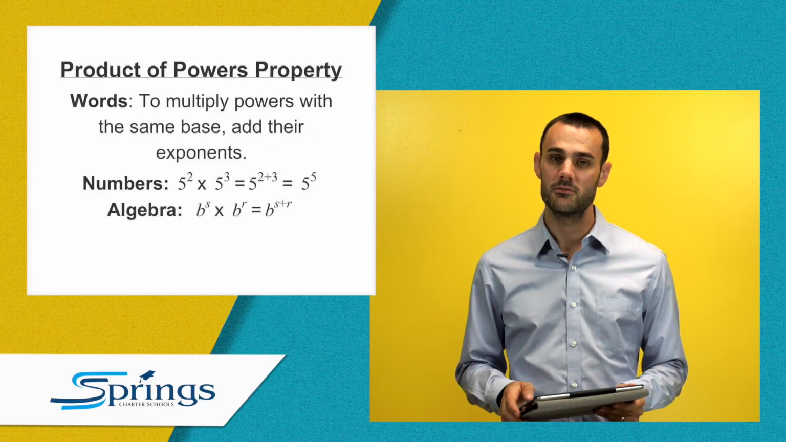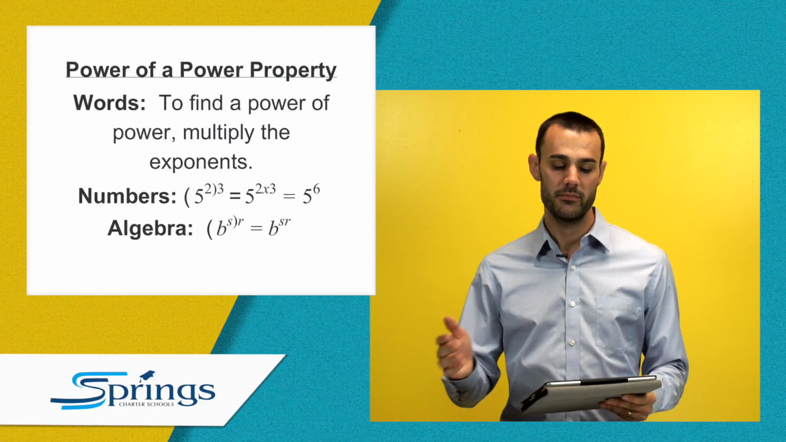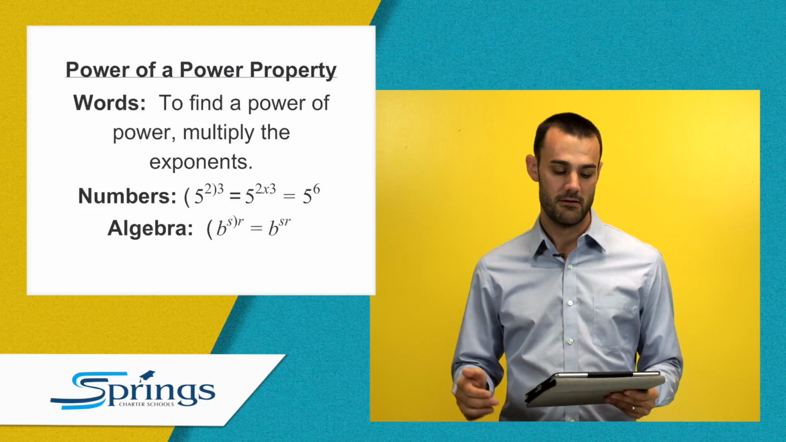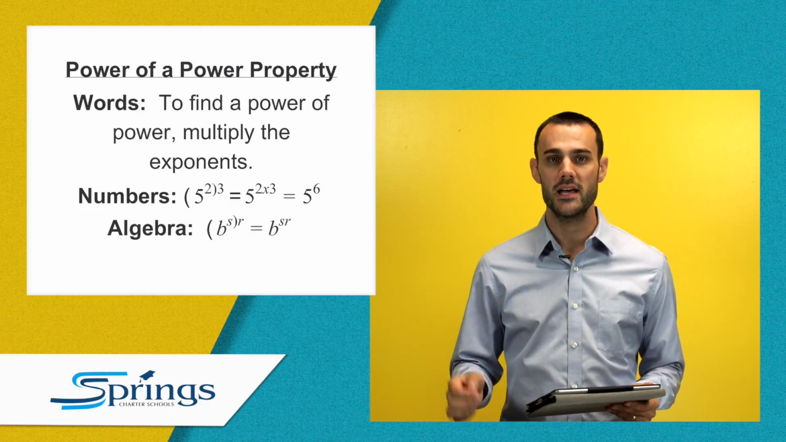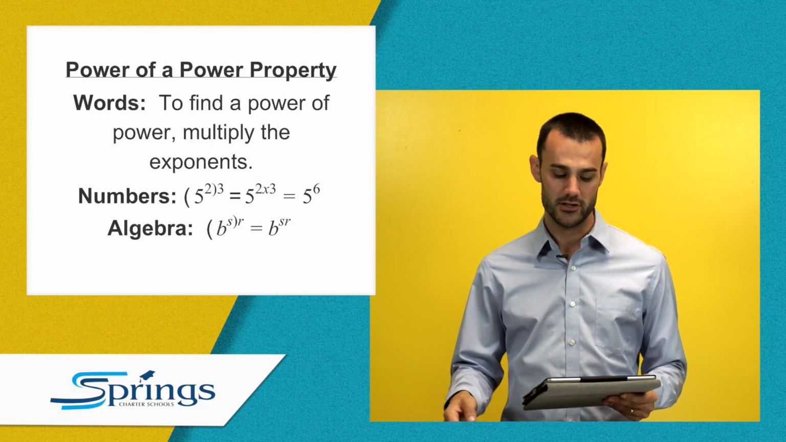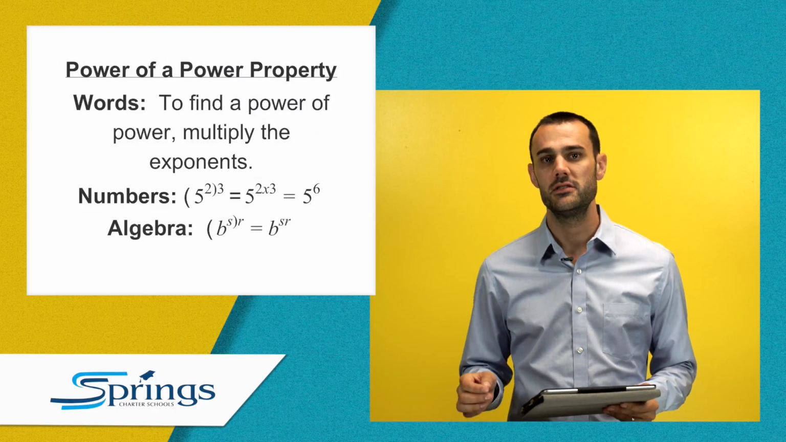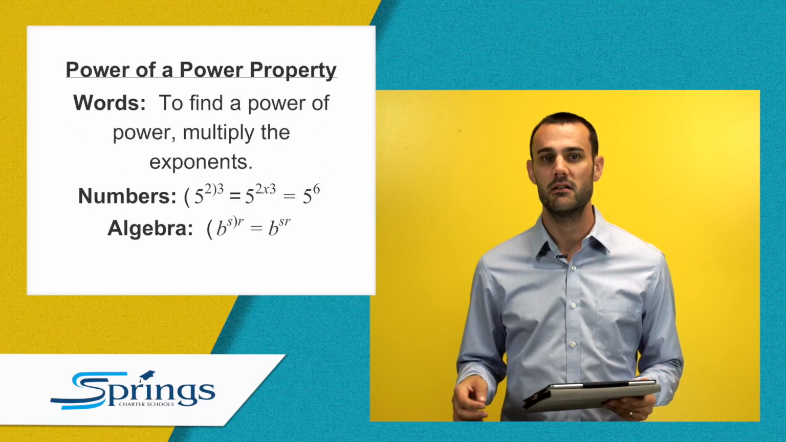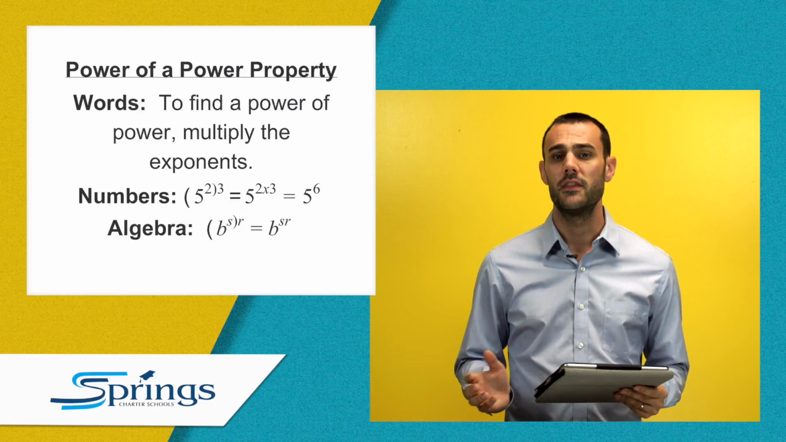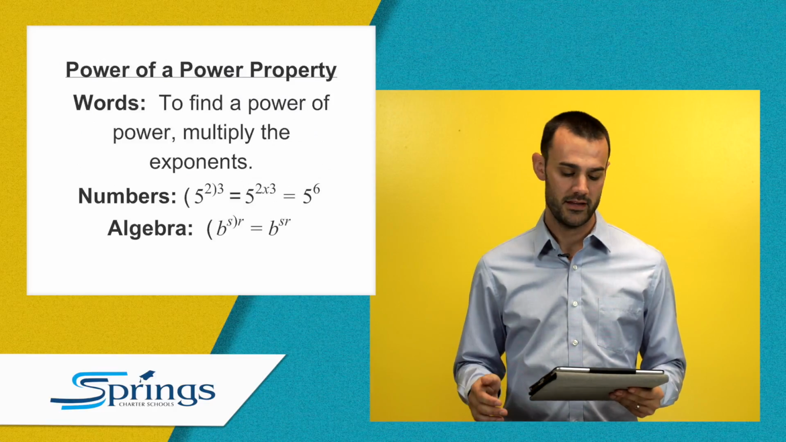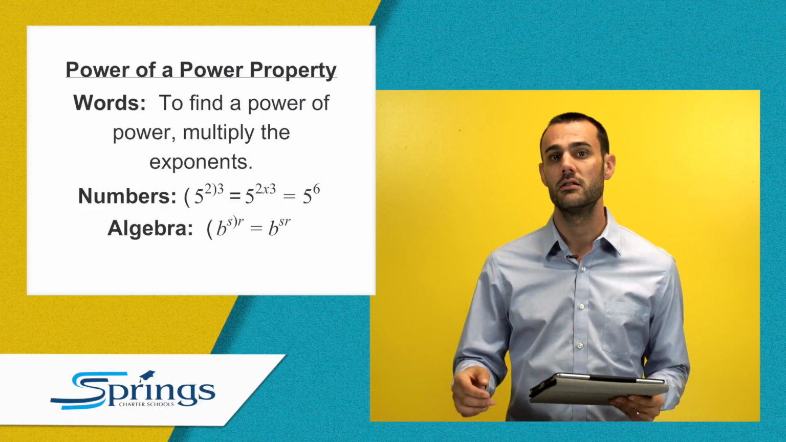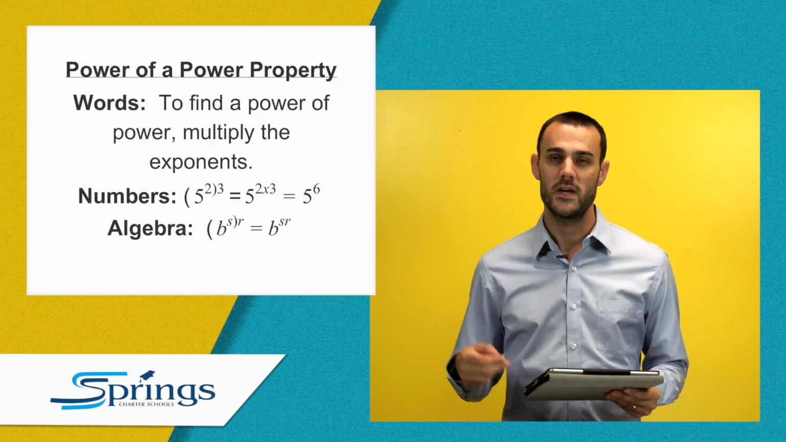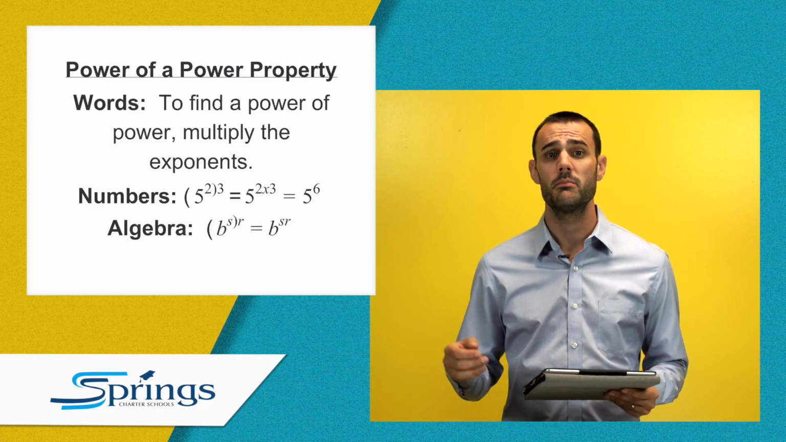Let's check out that second rule we're going to talk about today: the power of a power property. Now in word format, again, this means to find a power of a power, we need to multiply the exponents we have listed in the expression. At the bottom of the screen, you can see the algebraic form. We have b raised to the s power inside a set of parentheses. On the outside of those parentheses, we have the extra exponent, in this case, r. And we need to multiply those 2 things together to get our final answer. So we have b raised to the s times r power.